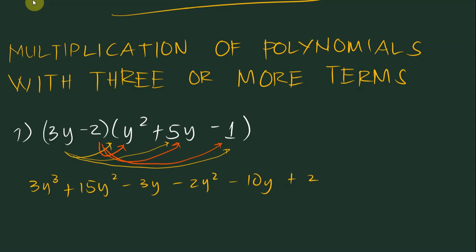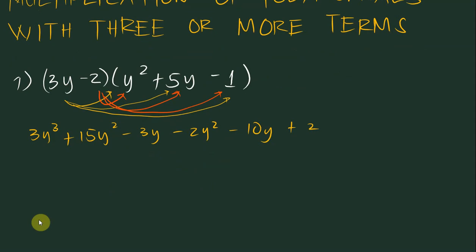So let us now add the like terms if we have some. We have 3y cubed, so there are no other cubes. We have here 15y squared, and we have 2y squared. So 15y squared minus 2y squared, that would be 13y squared, right? Then negative 3y minus 10y, that would be negative 13y. And then plus 2. So this is our answer.